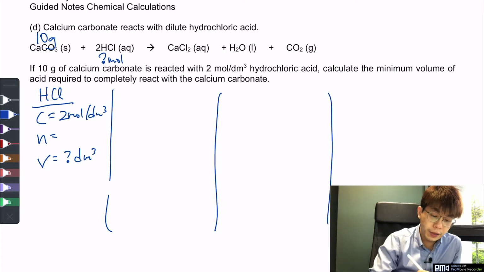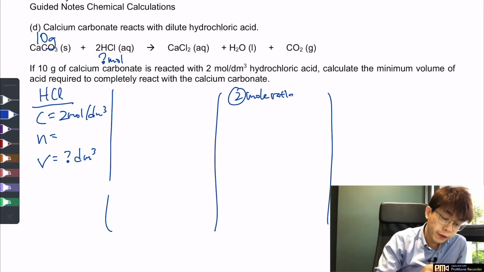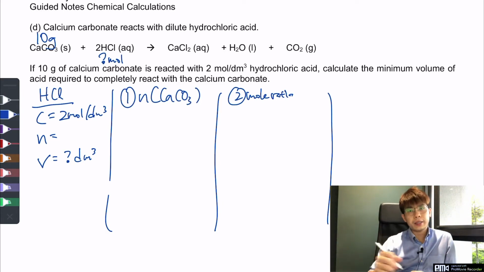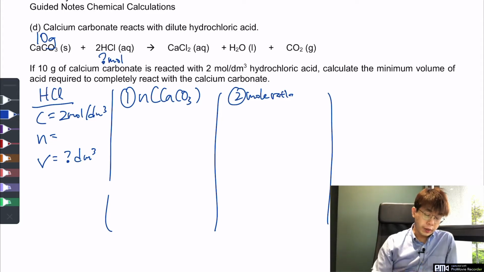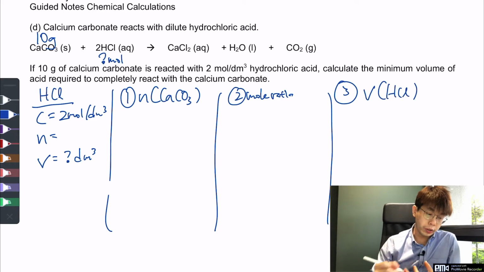The second step is always to use the mole ratio, the mole ratio between the calcium carbonate and the HCl. And in order to do the mole ratio, my first step needs to first find out the number of moles of calcium carbonate. That's slightly different in this reaction. And then after that, the third step is just to find out what I need to find, so it's the volume of the acid. Okay, so I think we got all the information down.